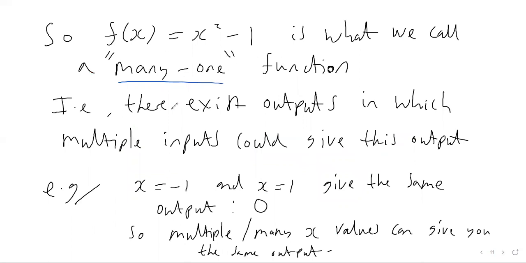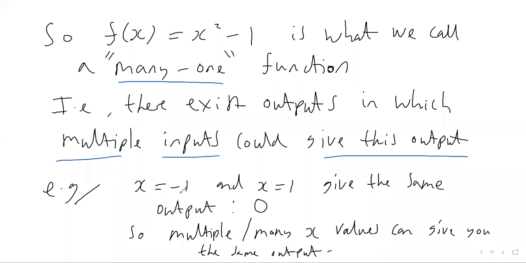We call it many-to-one. In other words, with this example, there exist outputs for which multiple inputs could give you that output. For example, x equals minus 1 and x equals 1 give you the same output.